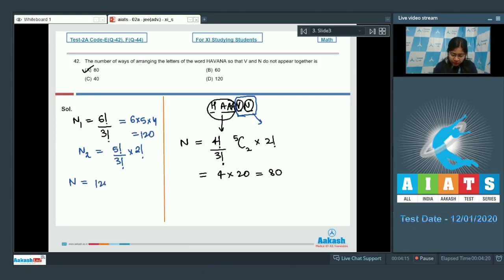So N is equal to 120 minus N2. N2 is 5 into 4, that is 20 into 2, that is 40. So this is N1 minus N2. So this is again equal to 80. So correct answer is again option number A.